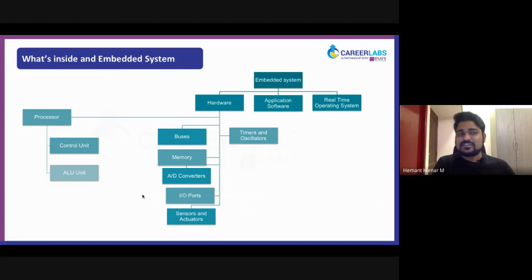And there's a processor which has 2 units, which is called an ALU unit. You know what an ALU unit is, right? And the other one is basically called a control unit, right? At the same time, the application software and the operating system have different applications of the same.